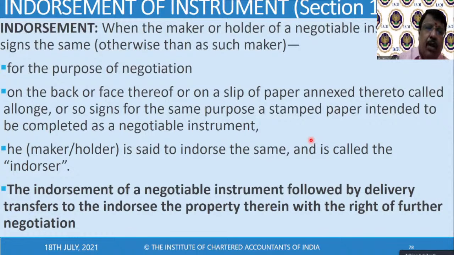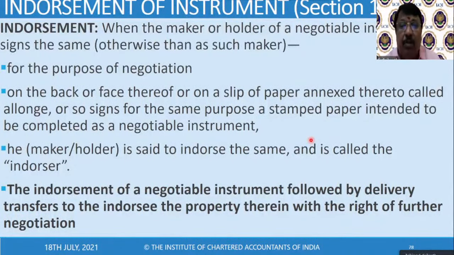Now, the maker or holder who is endorsing it is called the endorser. Please note, the endorsement of a negotiable instrument followed by delivery transfers to the endorsee the property therein with the right of further negotiation. Right? Straight away, once it's coming to you, you are entitled to further endorse it. I can't prevent you. Whoever is the final endorsee presents it, takes the payment.